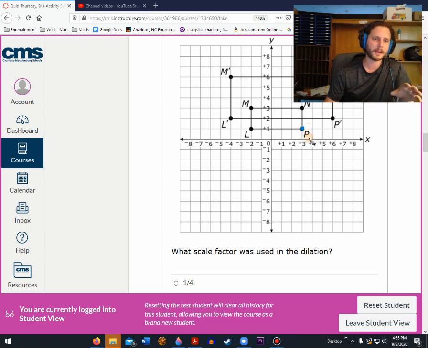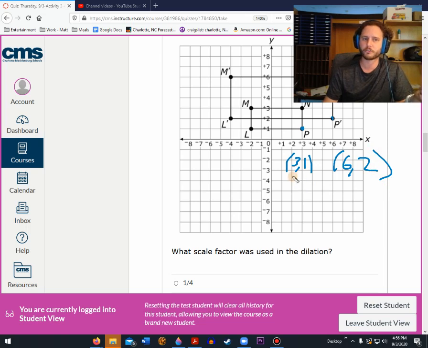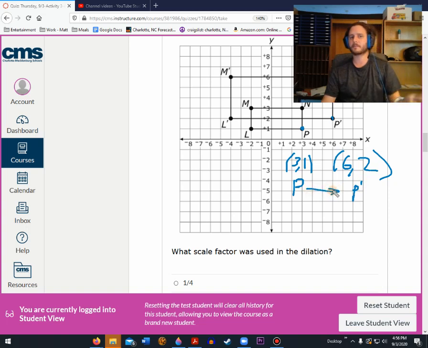Our original shape P, point P, is going to be at 3, 1. And P prime is located at 6, 2. All right, what happened to go from our old shape, which is P, to our new shape, P prime? You had to multiply by 2. 3 times 2 is 6.